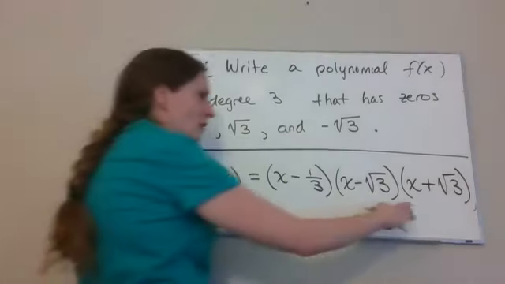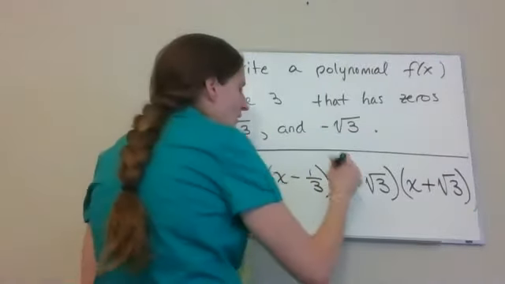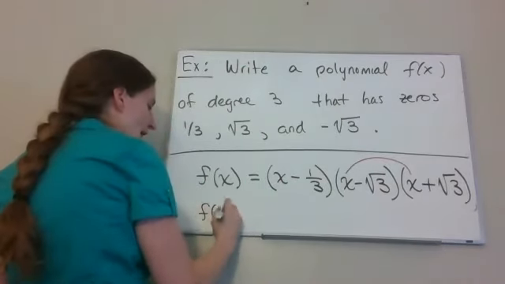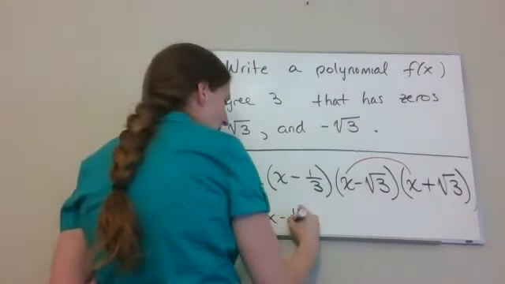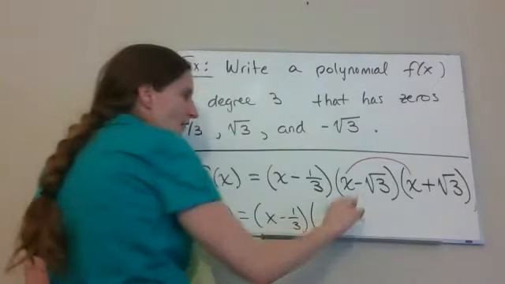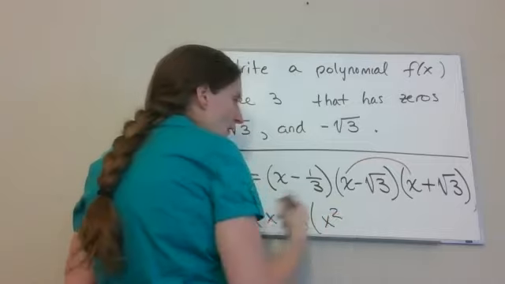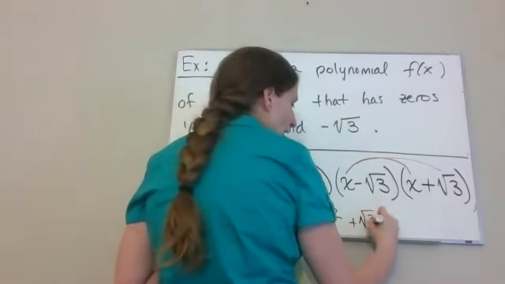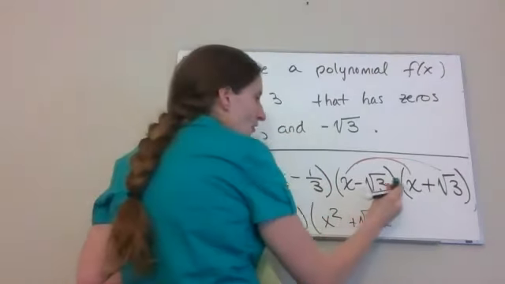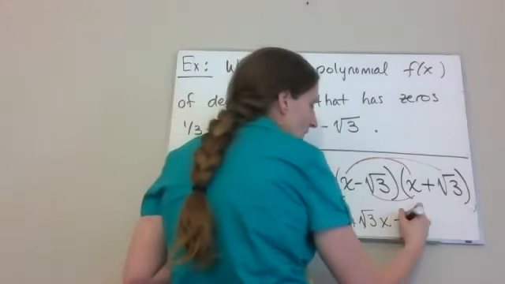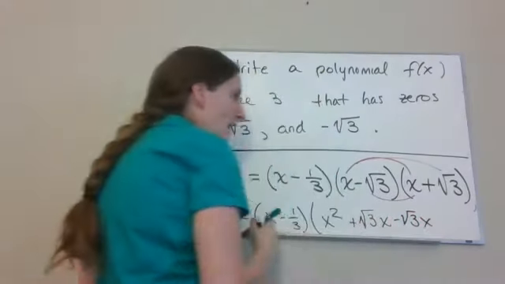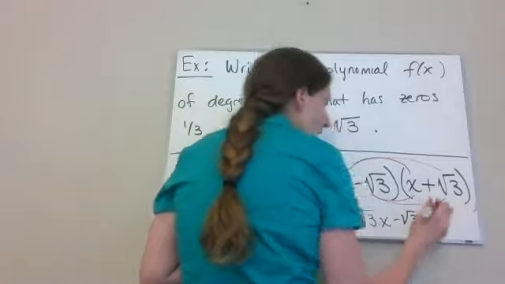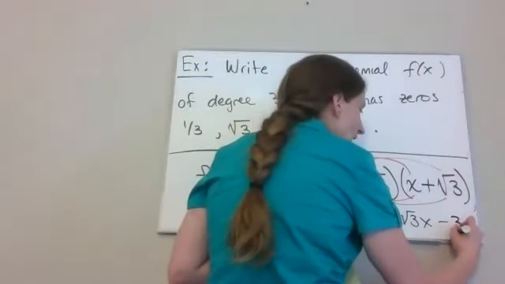So now let's go ahead and distribute everything, and this should get us our polynomial. I'm going to start by distributing these two guys over here. So I'm going to do this multiplication first. So I'm going to have my f of x is equal to x minus 1/3 times, x times x is x squared, x times square root of 3 is square root of 3 times x. Then I have a negative root 3 times x. And then negative root 3 times positive root 3 is negative, and the square root 3 times square root 3 is just 3.